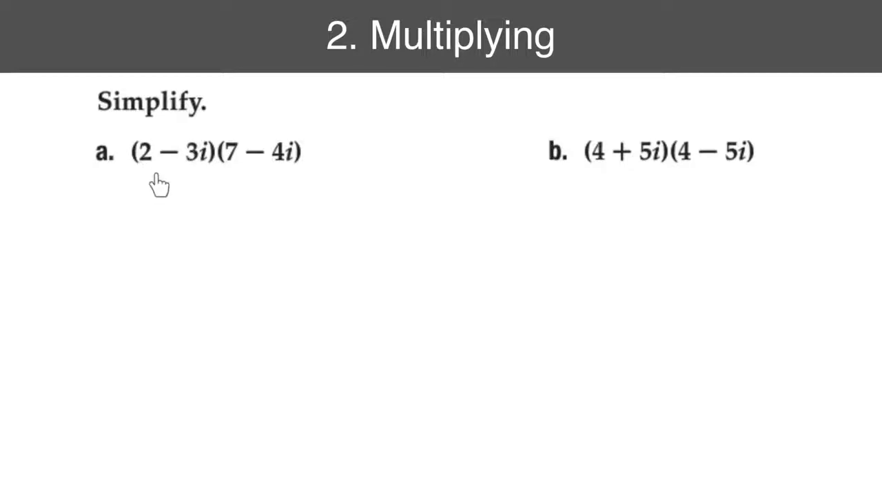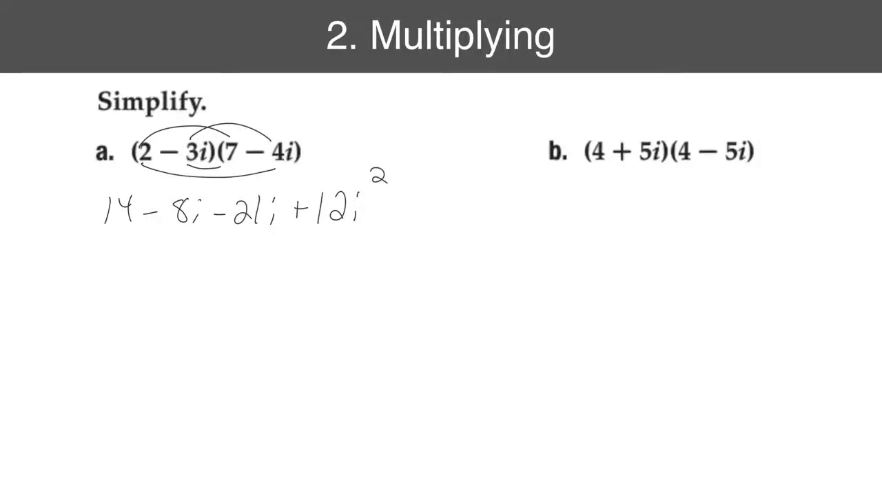Now you'll see we have 2 minus 3i times 7 minus 4i. So you have two binomials being multiplied, so we're going to use the FOIL method. So first, we're going to do 2 times 7, which would be 14. Then we're going to do 2 times -4i, which would be -8i. All right, next we're going to do -3i times 7, which would be -21i. And then we're going to do -3i times -4i, which would be +12i squared, because i times i would be i squared.